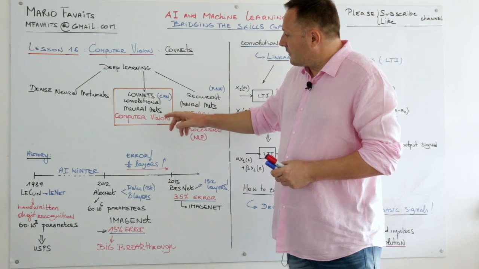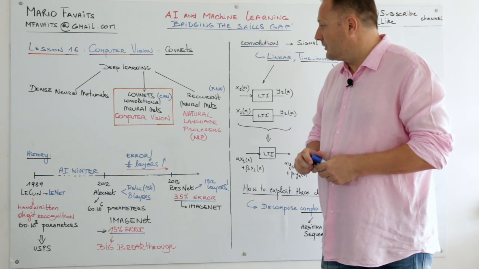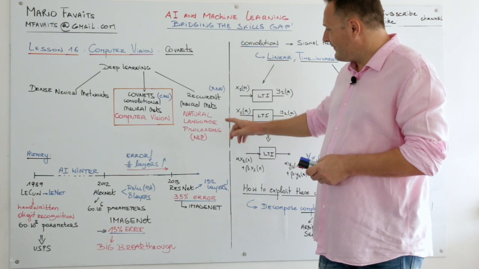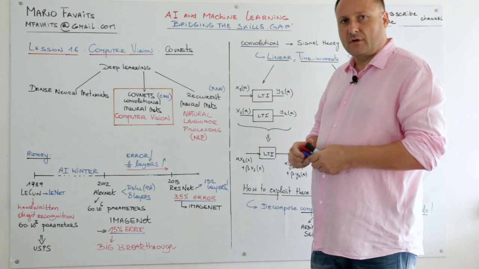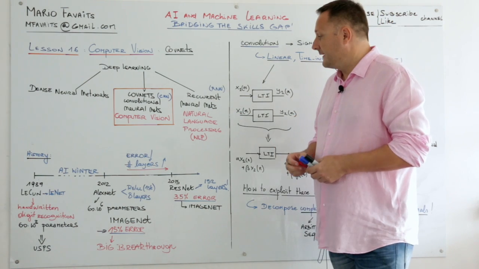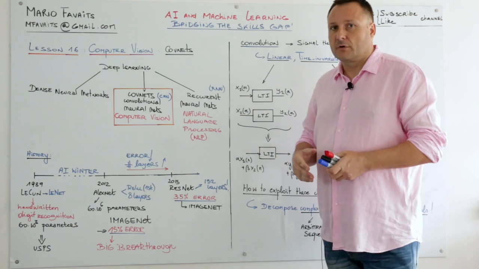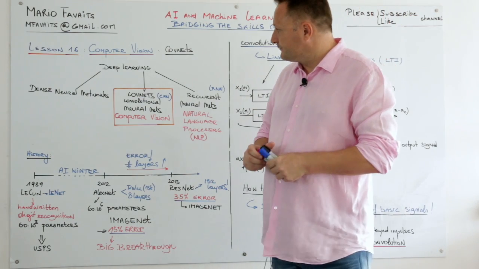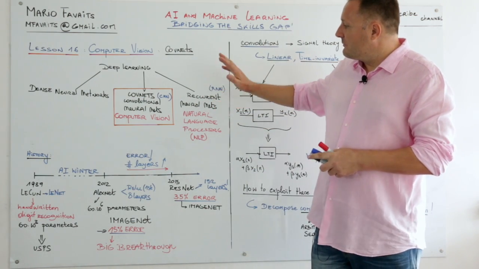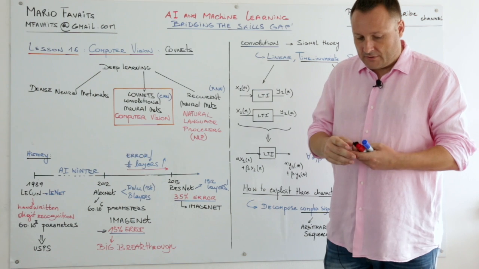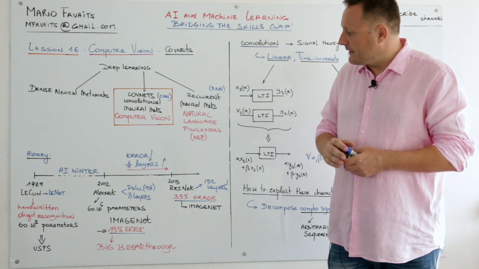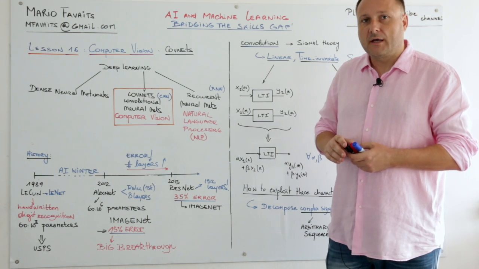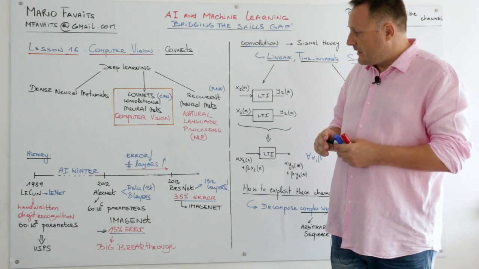But now we're going to talk about convolutional neural networks. And then later we will discuss recurrent neural nets, and these are mainly used for natural language processing. Now before we move into some of the specifics, I'd like to outline a little bit the history.